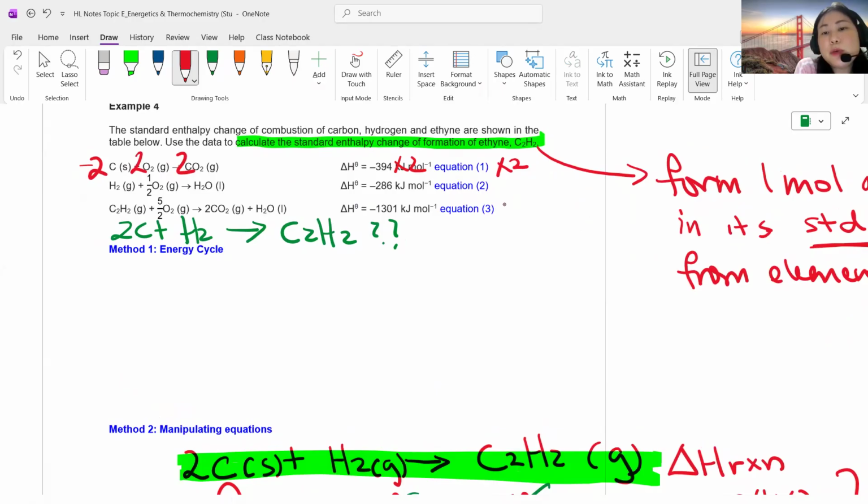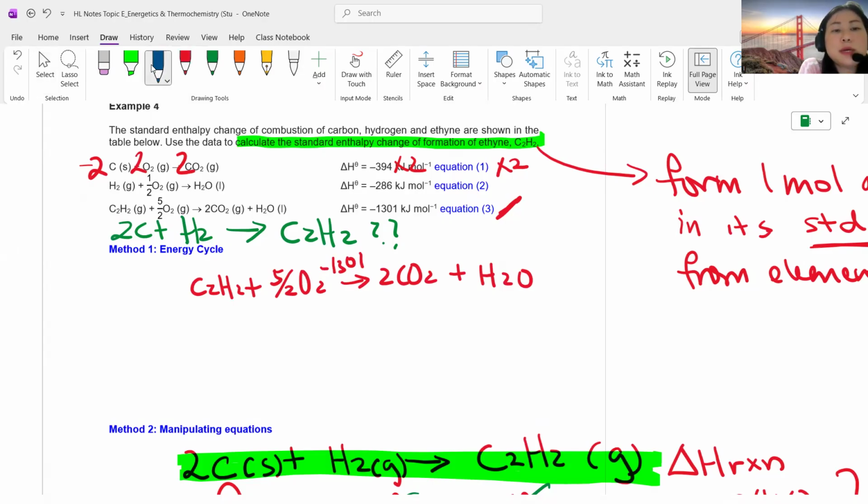So I can start off with equation 3, just randomly. I get C2H2 plus 5 over 2 oxygen, arrow to CO2 plus water. And the value is minus 1301.